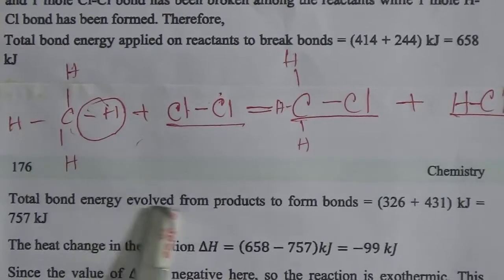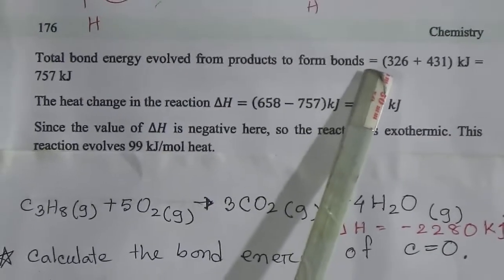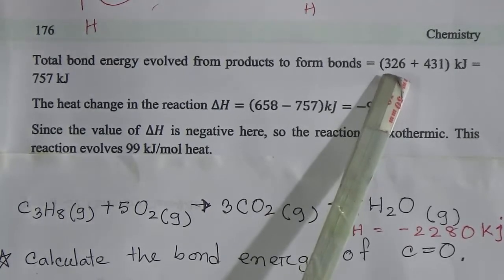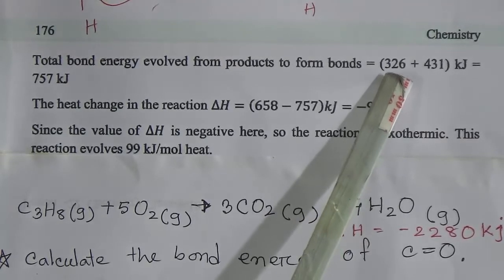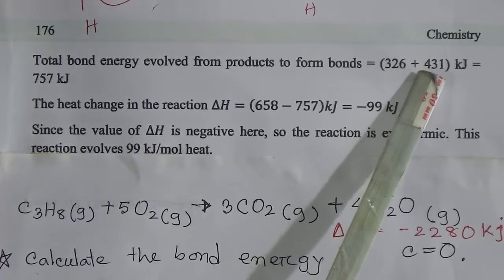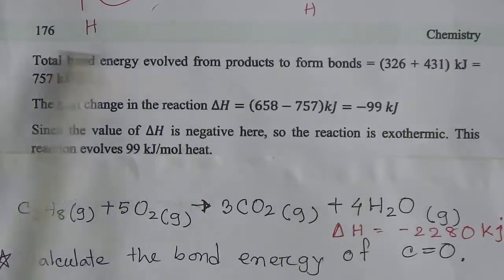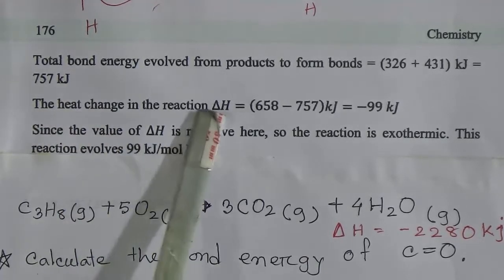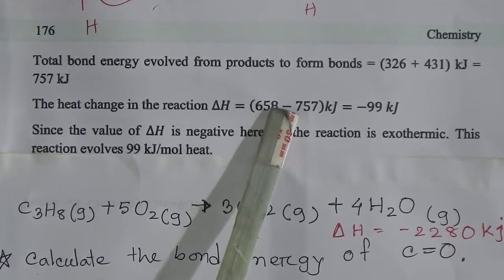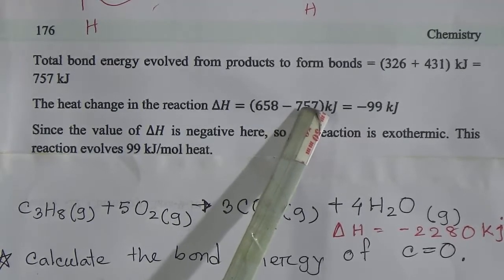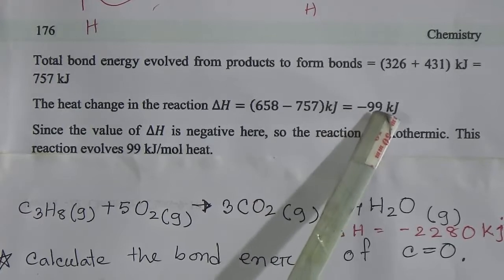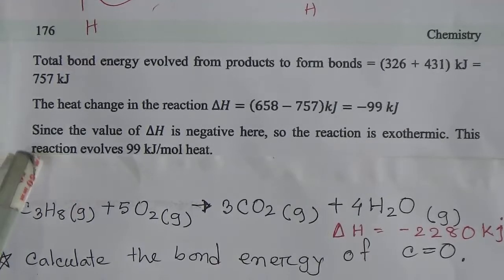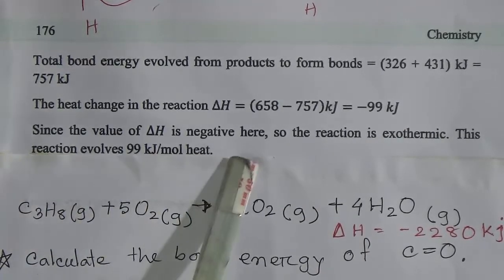And the total bond energy evolved in the product bond formation, that means the carbon-chlorine bond and the hydrogen-chlorine bond. In the carbon-chlorine bond the energy evolved is 326, and the hydrogen-chlorine bond evolved energy is 431 kilojoule. That means 757 kilojoule energy, and the heat change in the reaction, del H, is 658 minus 757 kilojoule, that means minus 99 kilojoule. Since the del H is negative here, that is an exothermic reaction. This reaction evolves 99 kilojoule per mole heat.